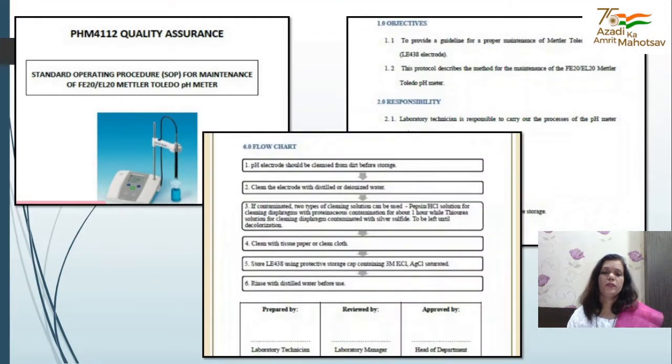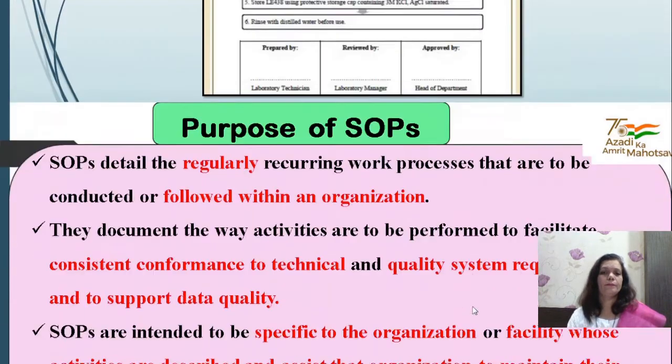Here I just tried to show you, if this is the pH meter which was there in a lab, how the SOP should be kept near the instrument, and how anyone can operate the instrument with all precautions to achieve the result with standard quality. So these steps should be written near the instrument, stepwise: its objective, responsibility, flow chart, prepared by, revised by and approved by.